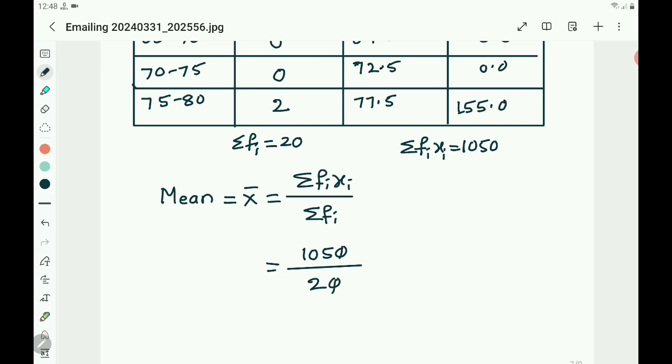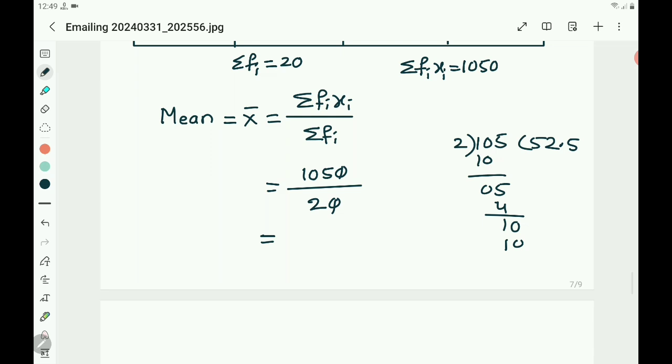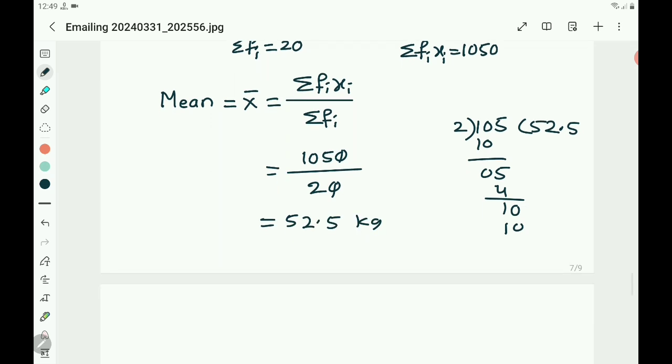Here 0 0 cancels. Now you divide 105 by 2. 2 5s are 10. Next you take 5 and 2 2s are 4. 1 is remaining. Put 0 and take the decimal point here. 2 5s are 10. So what is the mean weight? That is 52.5 kg. So you write mean weight equals 52.5 kg.